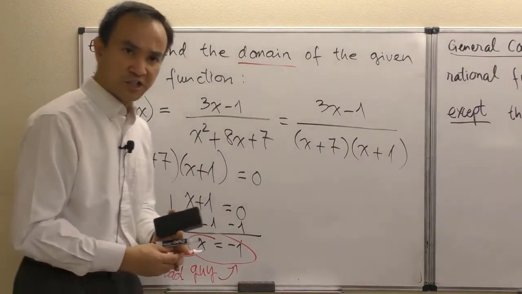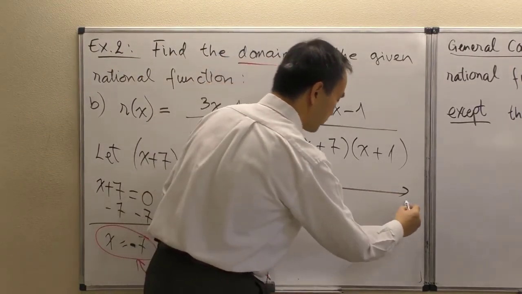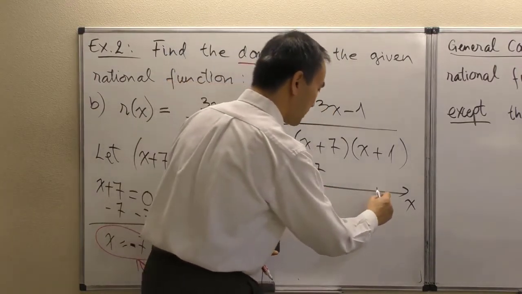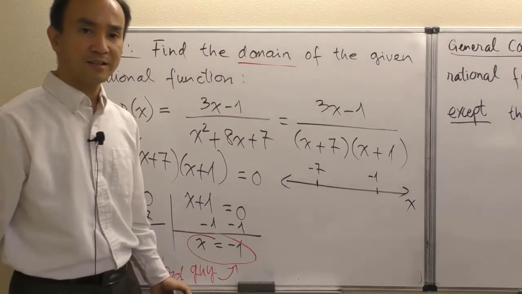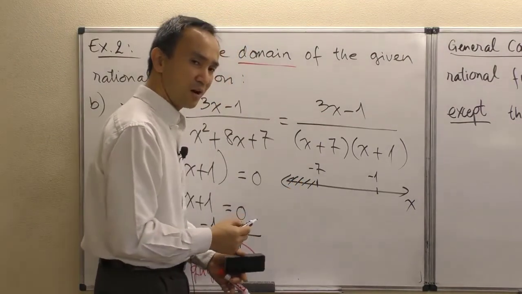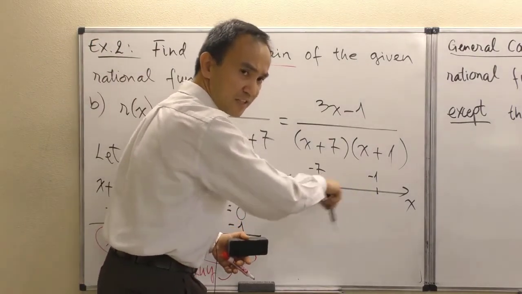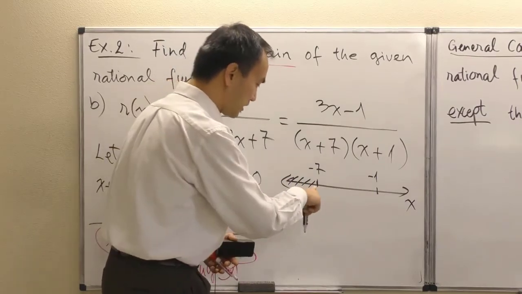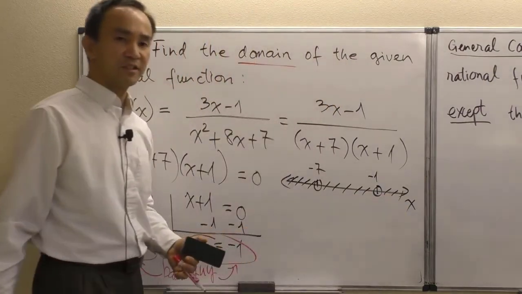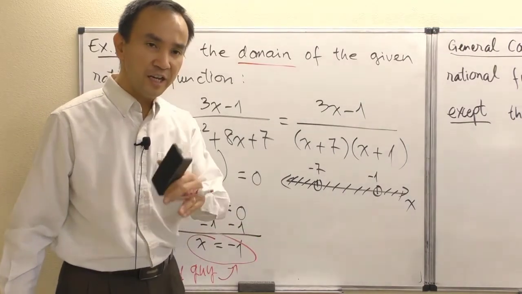So now let's put them on a chart and make some conclusions. The chart is simply the line of numbers from left to right. Negative 7 is somewhere on the line, and negative 1 is to the right of it. The domain of this function is anywhere except these zeros of the polynomial in the denominator. So I'm going to circle these two and shade everywhere else. Doing that will give us a clear picture of how we formulate our domain in final interval notation.